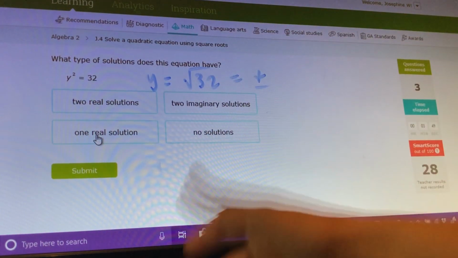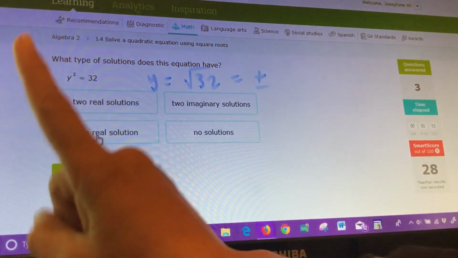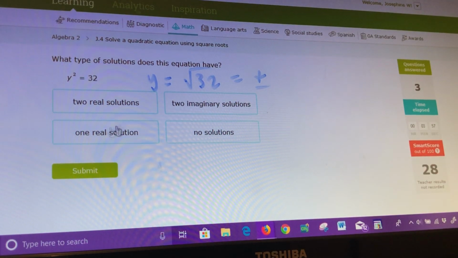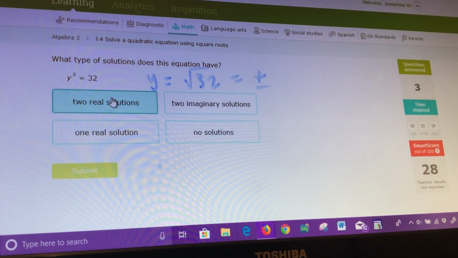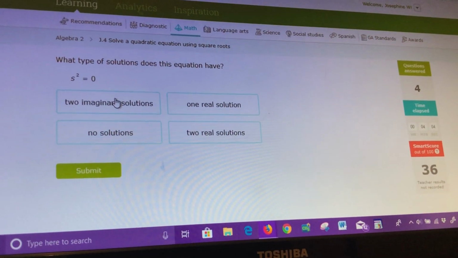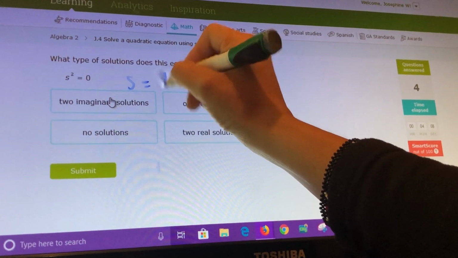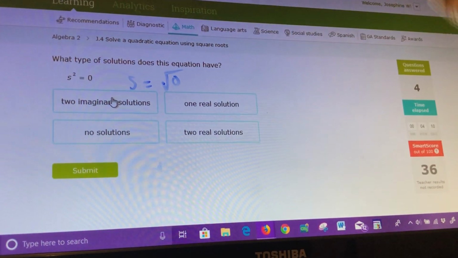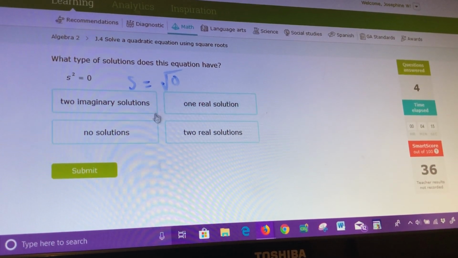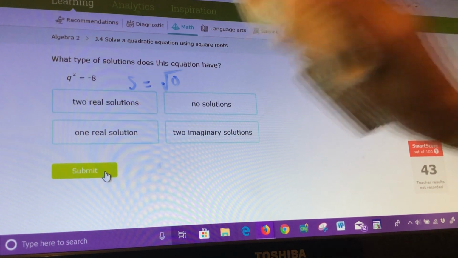Anytime you have the i, it's going to be imaginary solutions. Anytime you have just one answer, it's one solution. And when you can't get an answer, it's no solutions. So how many solutions does this have? Two real solutions. Okay, how about this one? How many solutions does this have? I took the square root of 0, so s is equal to the square root of 0. The square root of 0 is going to be 0. It's not neither positive or negative, so it's only going to give me one solution. But it is a number, therefore it's one real number.